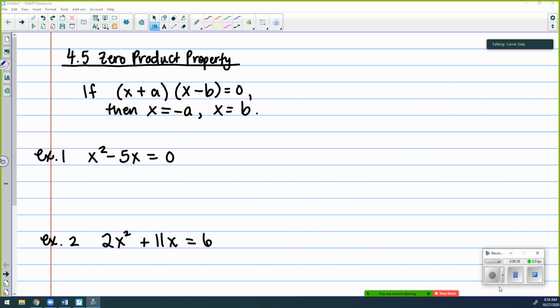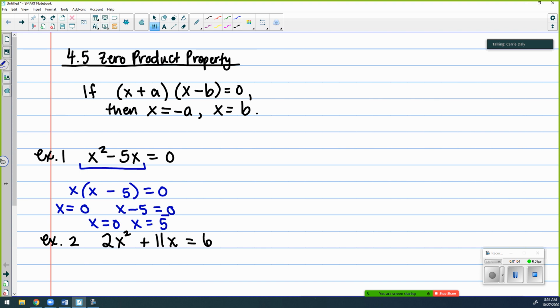Taking a look at example 1, let's start with x squared minus 5x is equal to 0. The first thing I notice is that there is an x term in both of these terms that could be factored out. If I factor out an x, I'm left with x times the quantity x minus 5. Now I take each factor, x and x minus 5, and I set them both equal to 0. Now to solve, I end up with x is equal to 0 and x is equal to positive 5. Those will be my two solutions.